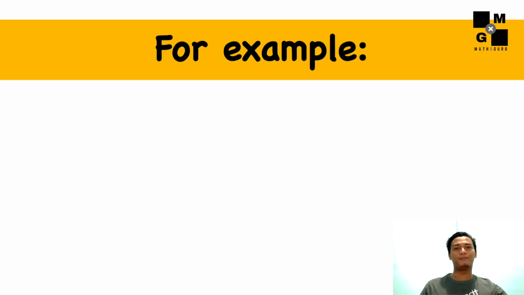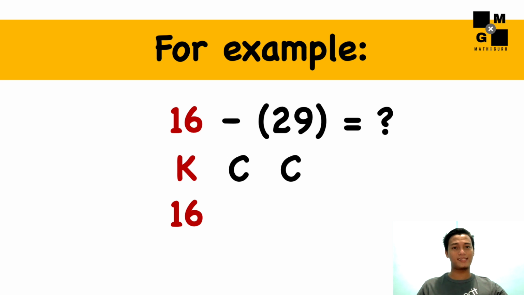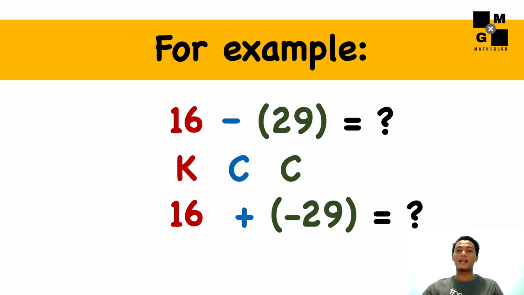For example, 16 minus 29. Apply KCC. First, keep the minuend 16, so you will still have positive 16. Change subtraction to addition, and then change the subtrahend 29 to negative 29. After applying KCC, we will now be adding integers with different signs. Can you still remember how to add integers with different signs?